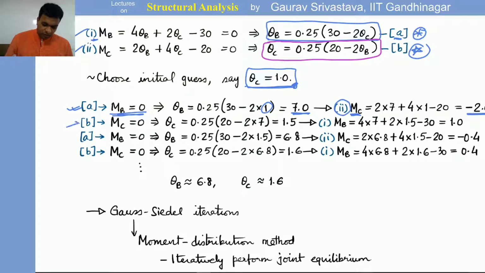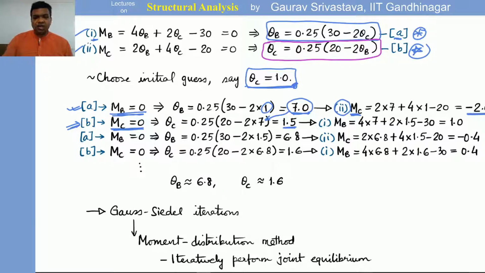We now use equation B to set moment at C equal to 0. Whatever theta b we found earlier, we put here in the moment at C equal to 0 balance equation. So from here we will get some number for theta c, let's say 1.5 in this case. At this point, MC is balanced, because MC equal to 0 has been satisfied for theta b equal to 7.